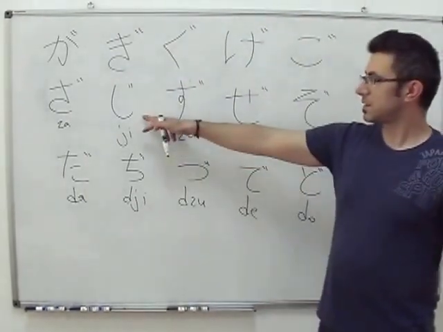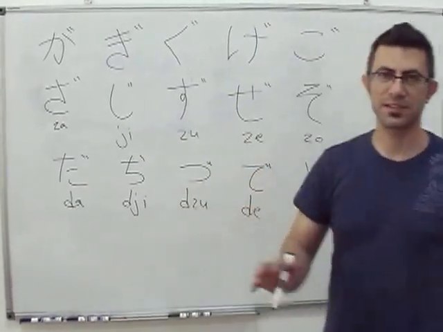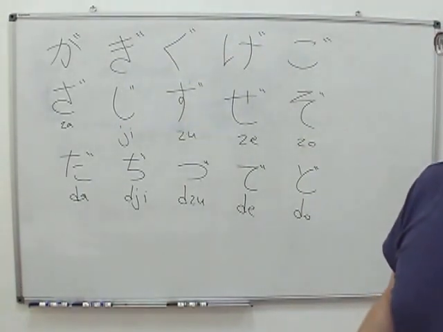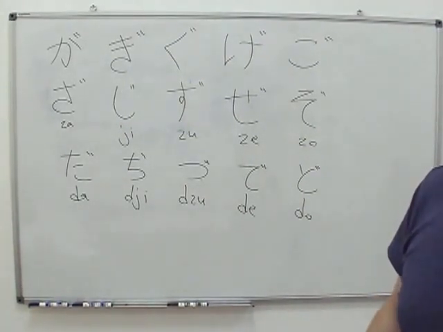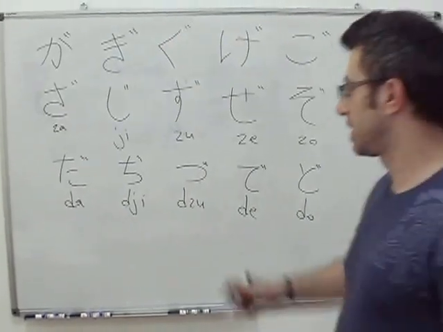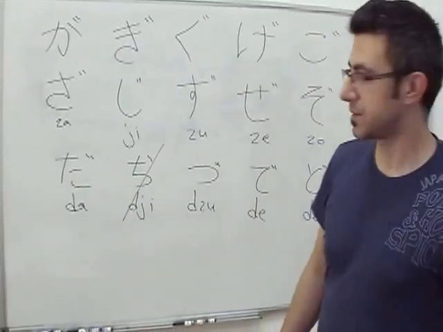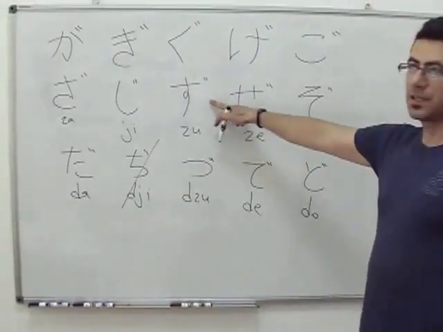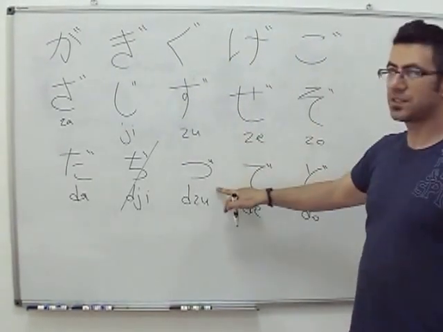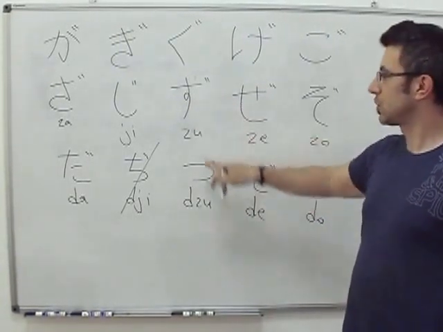When you see here, this is ji, this is ji. So, the sound is very similar, yes? But don't be afraid. I have known Japanese for 19 years and I saw this sound in only two cases. So, you will never see this. For here, be careful, this is zu, this is zu. Zu, zu.